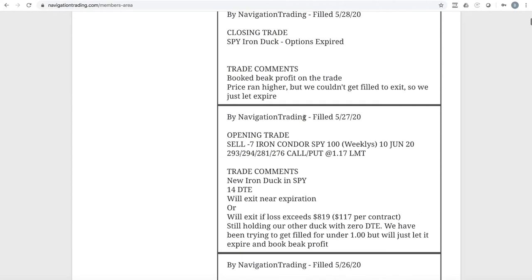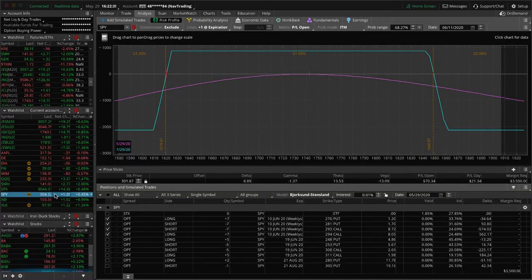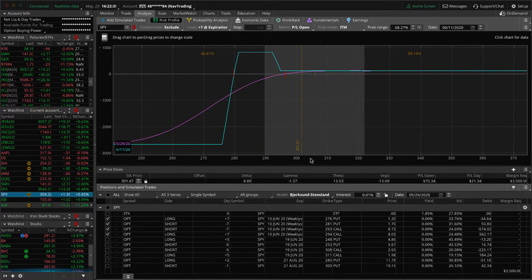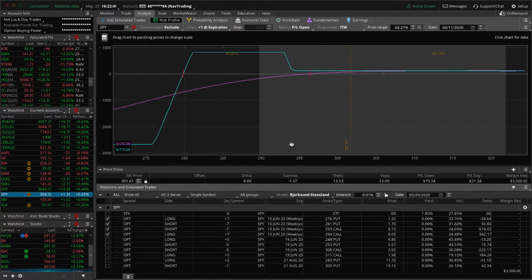Next trade, opening trade in SPY. We put on another iron duck in SPY, added at 14 days to expiration. Let's take a look at that. We've still got that one on. If we look at SPY, that one's right here, and you can see price has already moved higher since we put it on. So we're up here in the duck beak.